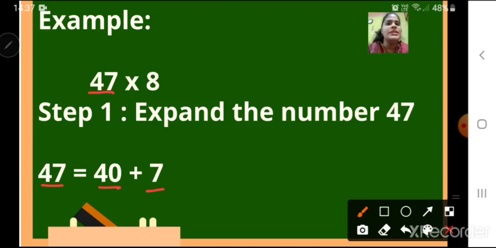Correct. 40 plus 7. Now the second step is to multiply each number, the number 40 and number 7, with number 8. Okay. First is we have expanded the number. Second is the number that we have expanded, that we have to multiply with the number or the multiplier, which is number 8.